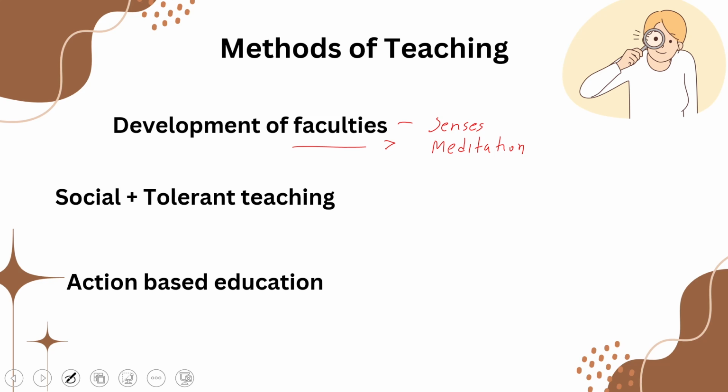Next, it also focuses on social and tolerant teaching to bring happiness to the majority present. And finally, action-based education. So focus on karma, how individual actions can affect your own self, and therefore education must be action-based and ideally oriented.